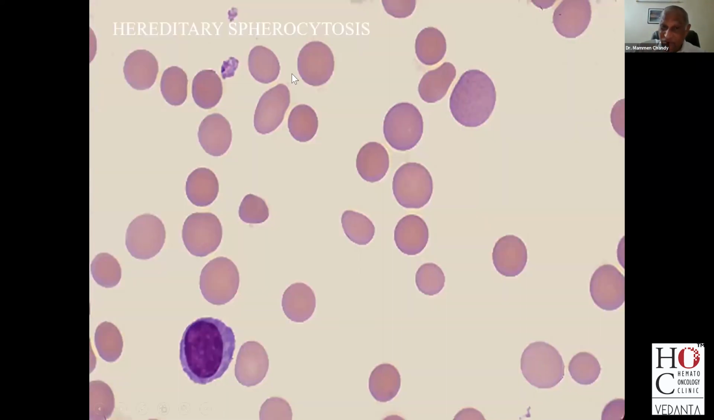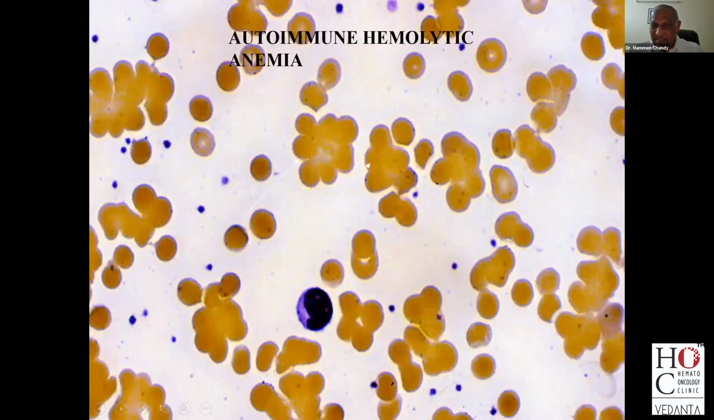Diagnosis: red cell full of hemoglobin, central pallor is lost over here, right? This is a spherocytosis. Here you see the red cells clumped. This is an autoimmune hemolytic anemia.